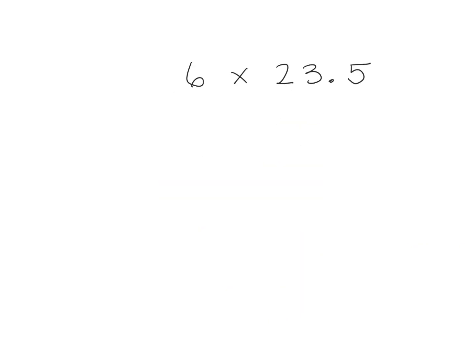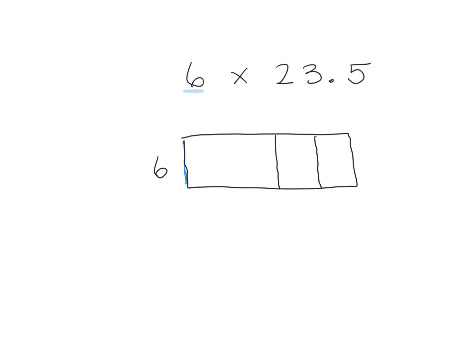Okay, so here's another problem. I'm going to draw my area model. I'm going to draw a bigger box for my medium box and a smaller box. So I'm going to put 20 here, 20 wholes for this one. I'm going to put 3 wholes for the middle box, and I am going to put 5/10 for my smallest box.